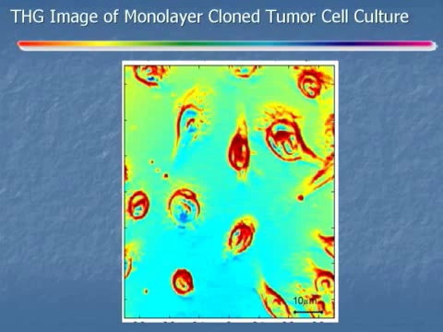This is an image of monolayer cultured cancer cell lines that were grown in a microfluidic chamber, and we're trying to study morphological changes of these cells under various stress conditions. These are examples of third harmonic microscopy images that are relatively typical of the sort of microscopy images you might be interested in.